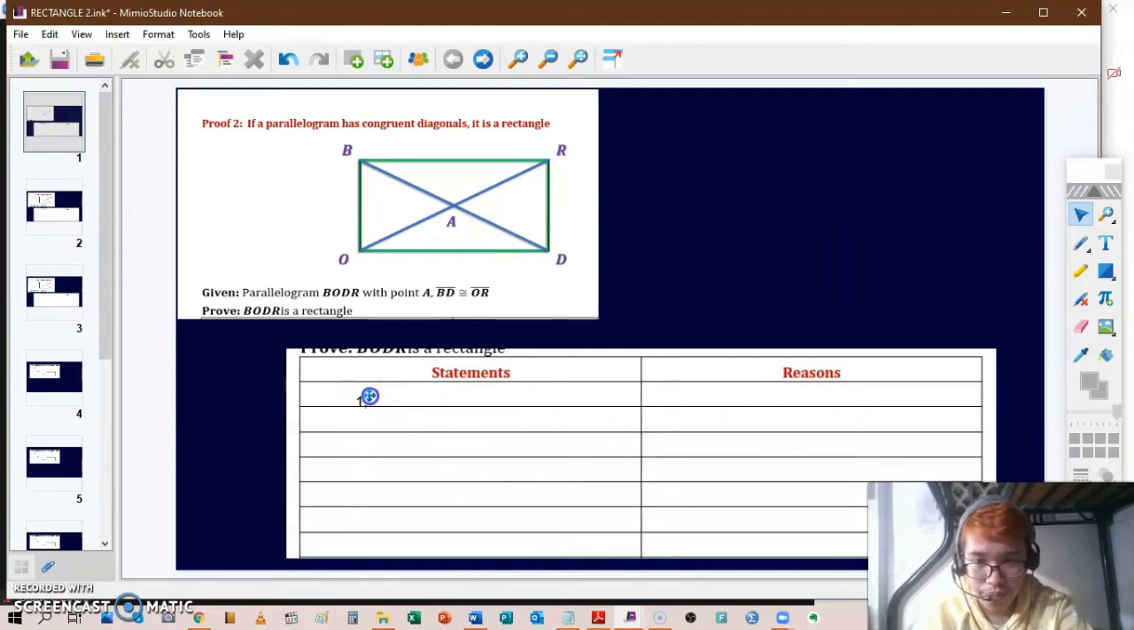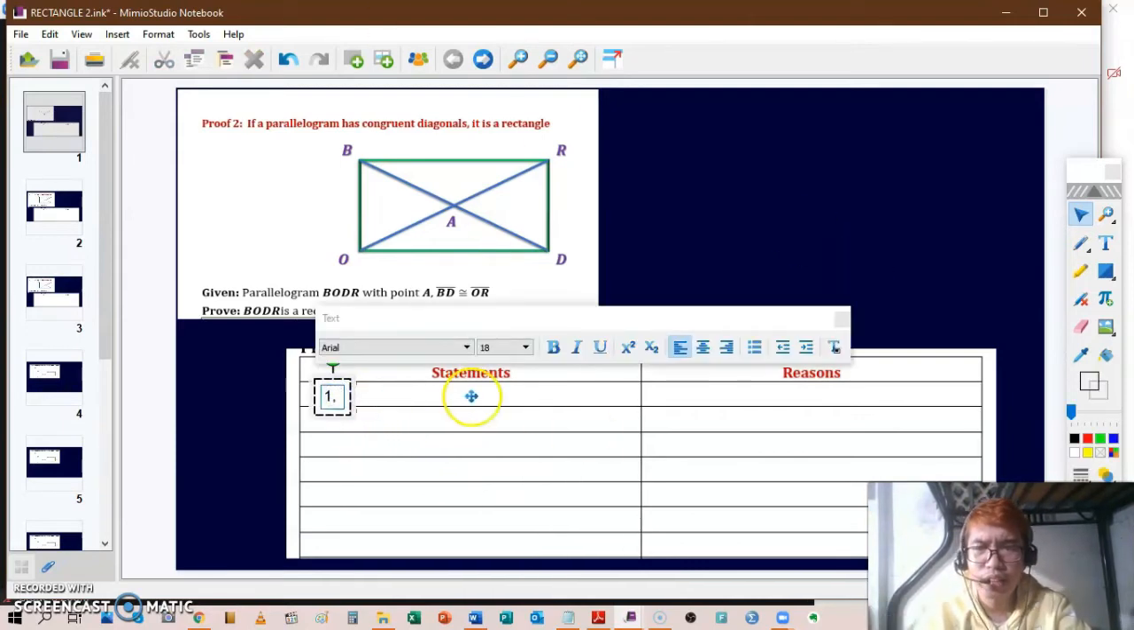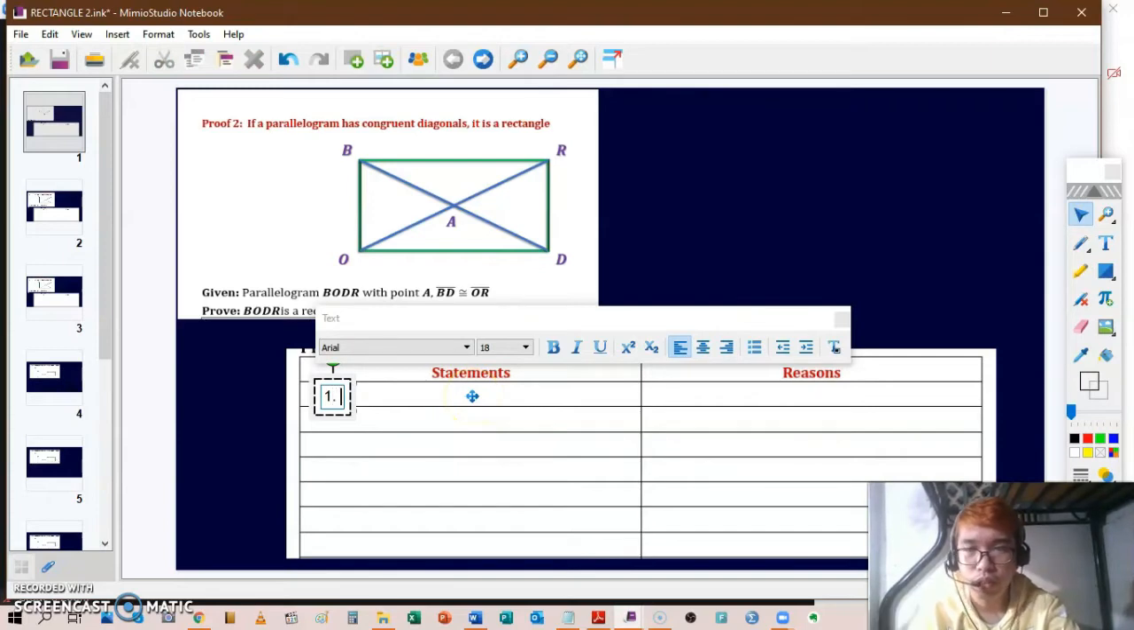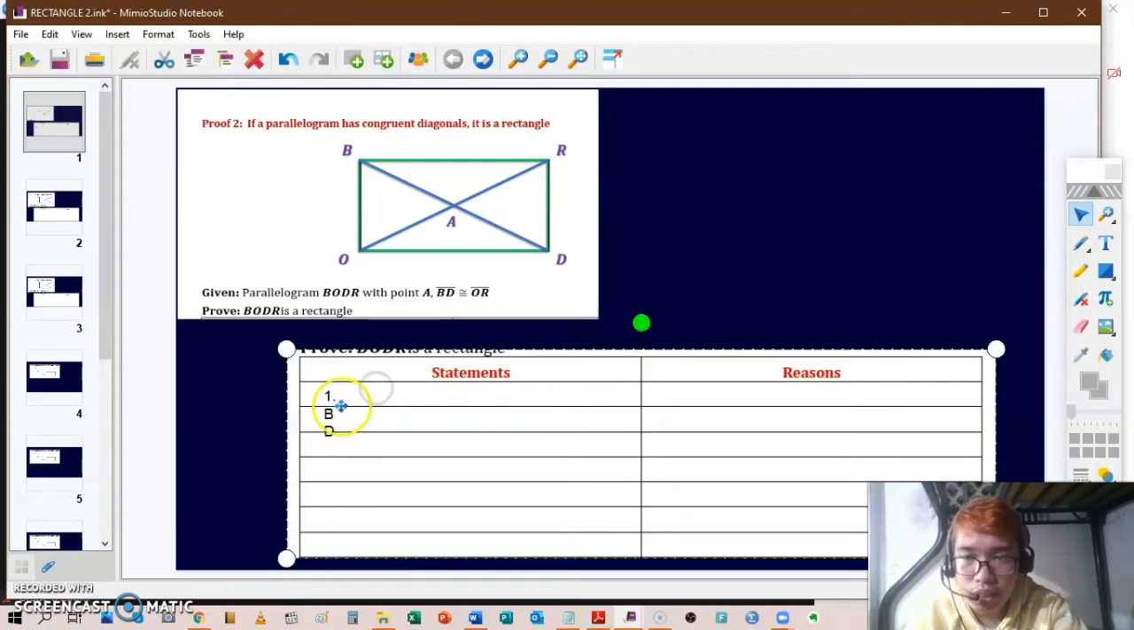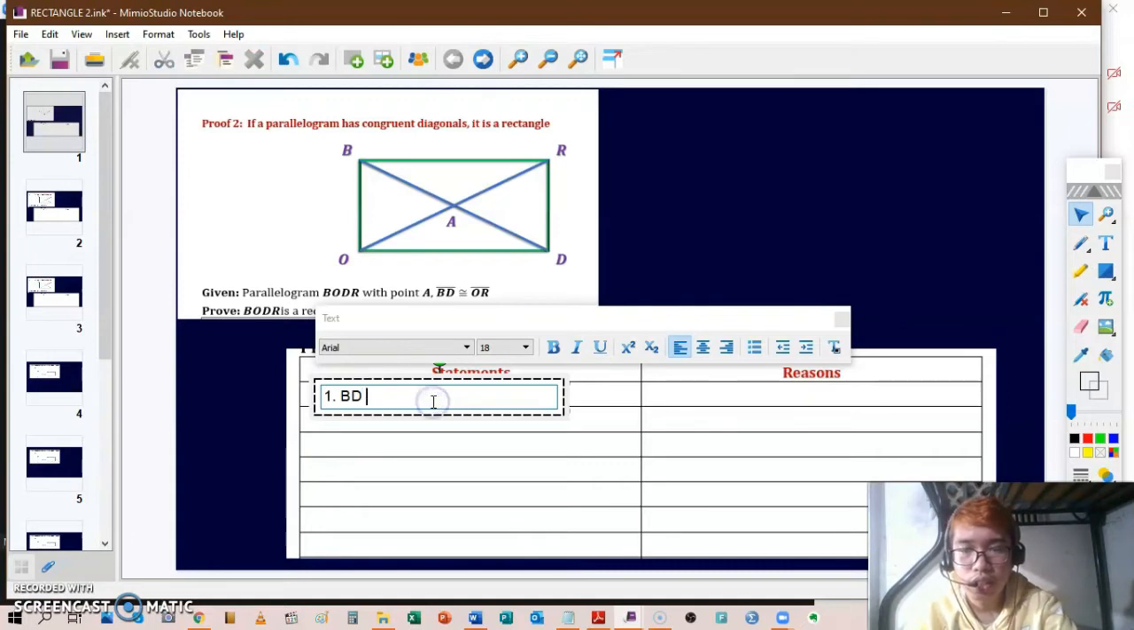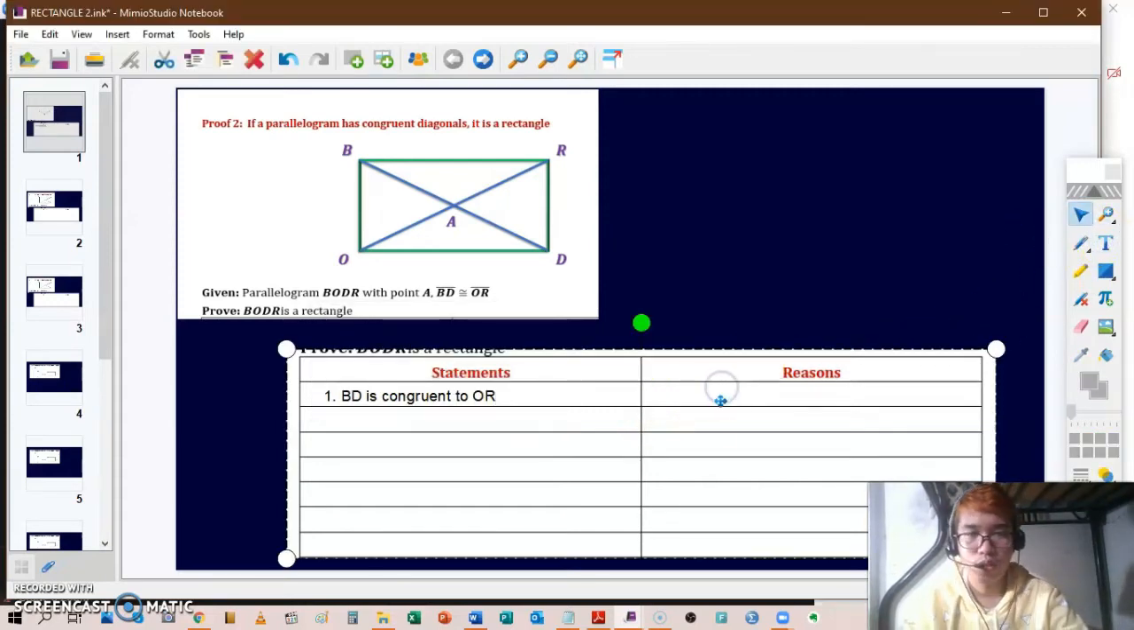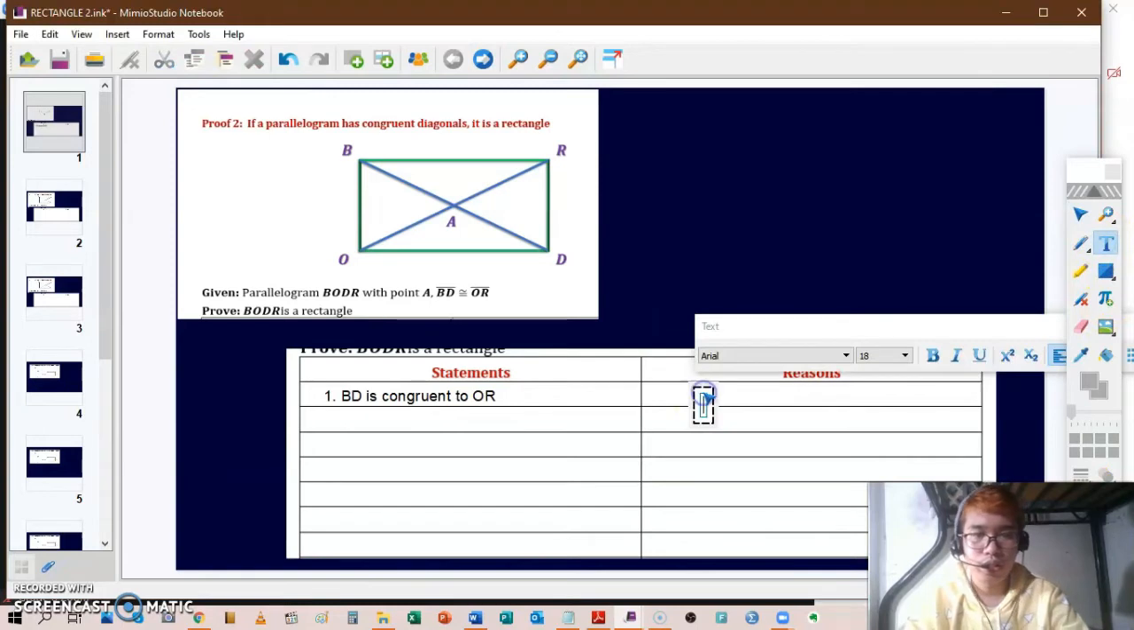So how do we do that? The first thing that we write here, number 1, is BD is congruent to OR, and the reason for that is given.